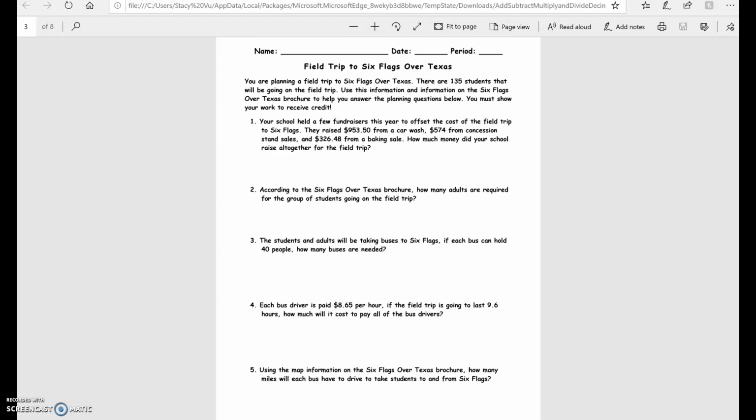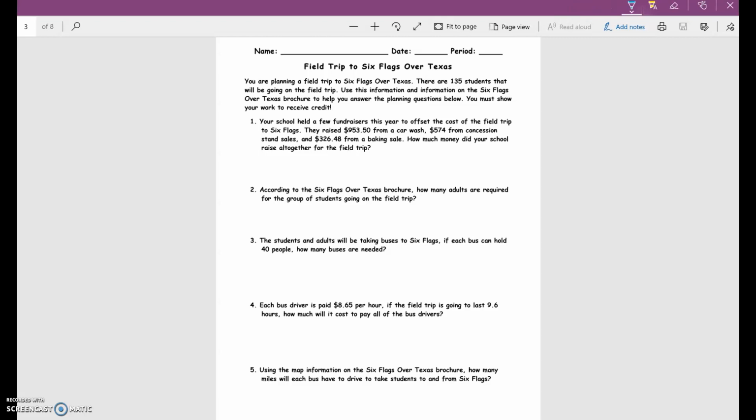Okay. So number 1, it says your field trip held a fundraiser this year to offset the cost of the field trip to Six Flags. They raised $953.50 from a car wash, $574 from concession stand sales, and $326.48 from a bake sale. How much money did your school raise all together for the field trip? So, yes, we are going to use that word all together.